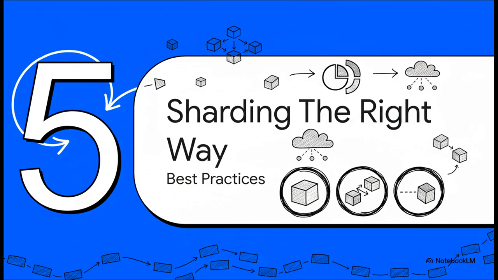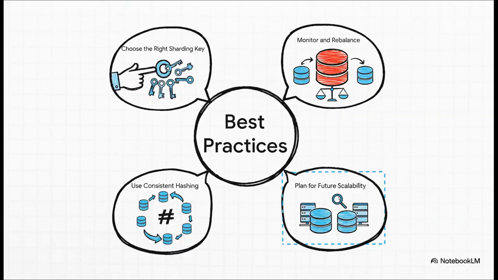Okay, so knowing all that complexity, how do you actually get it right? Let's walk through some of the most important best practices to make sure your sharding implementation is a success. Success with sharding really just comes down to disciplined engineering. For example, choosing the right sharding key. That is probably the single most critical decision you will make.